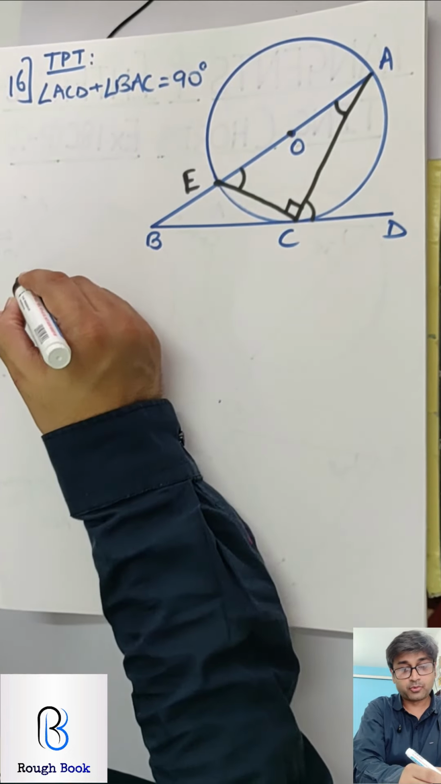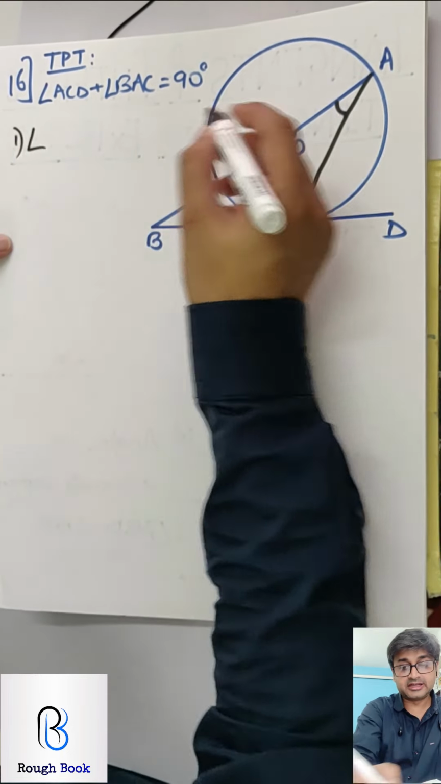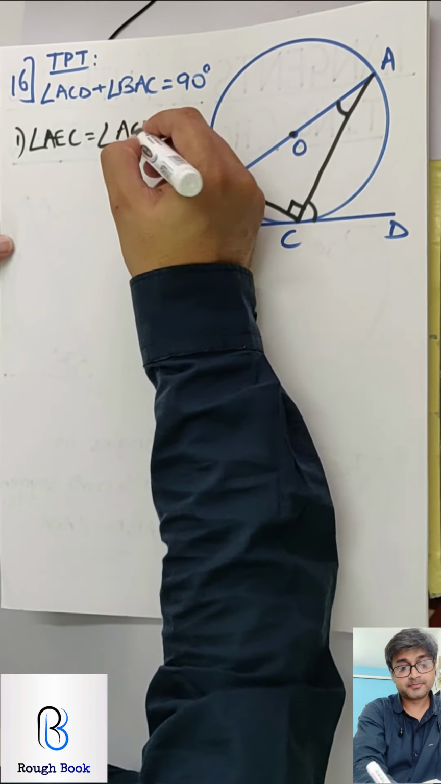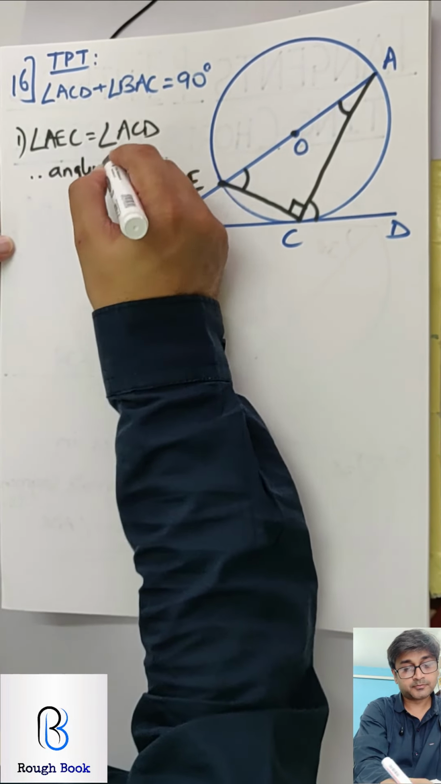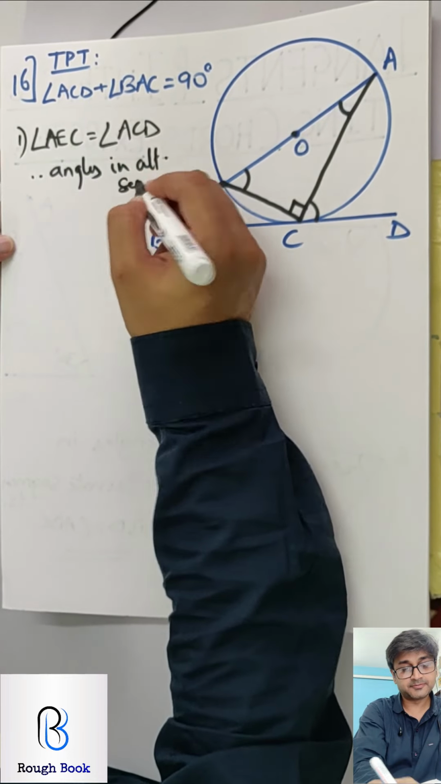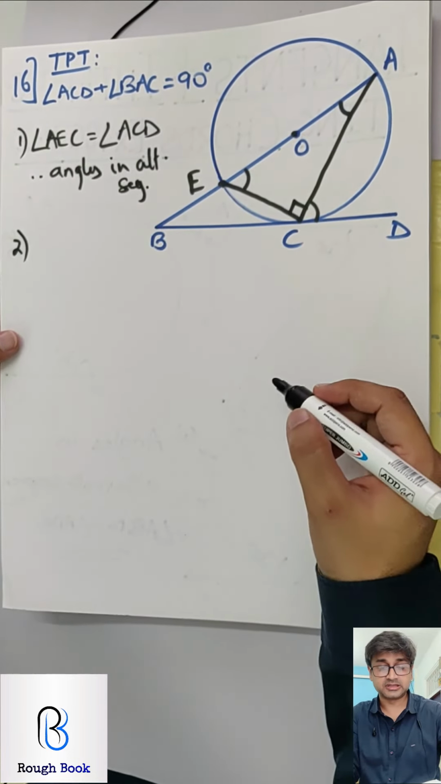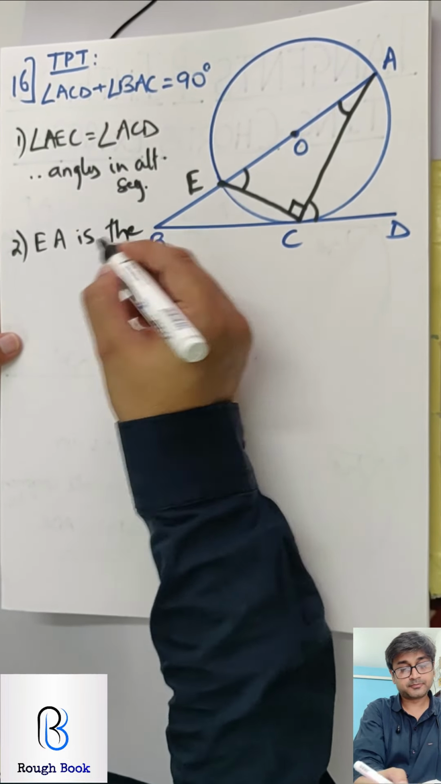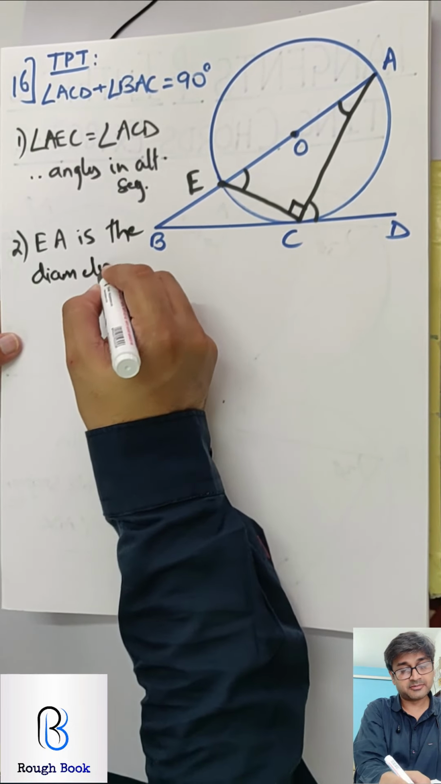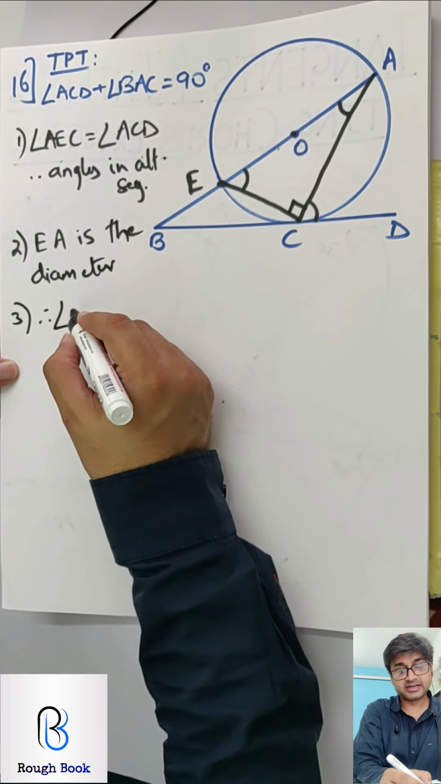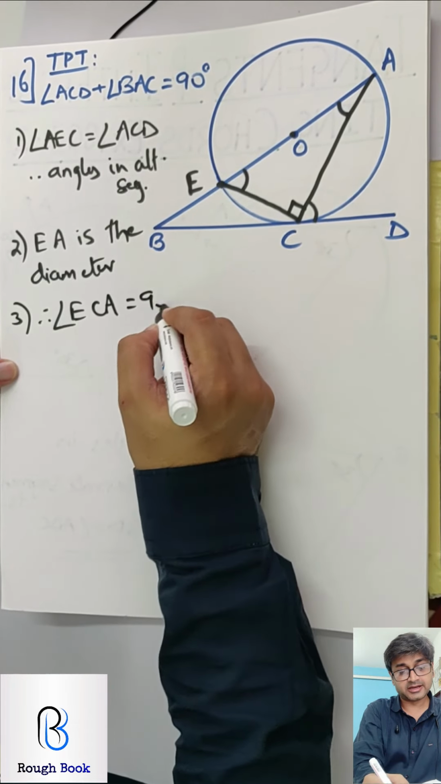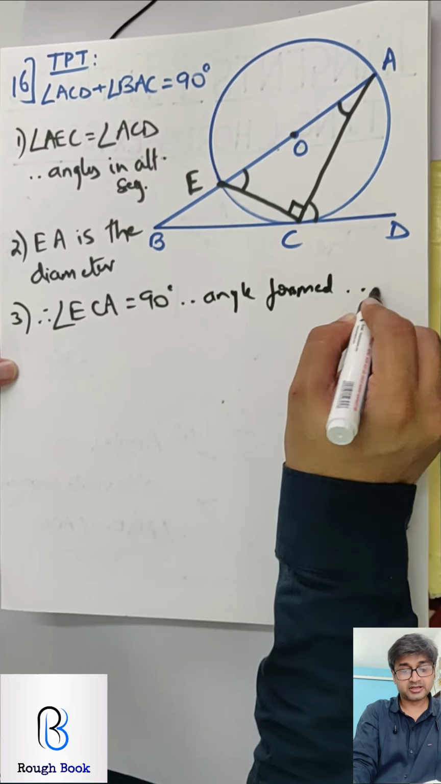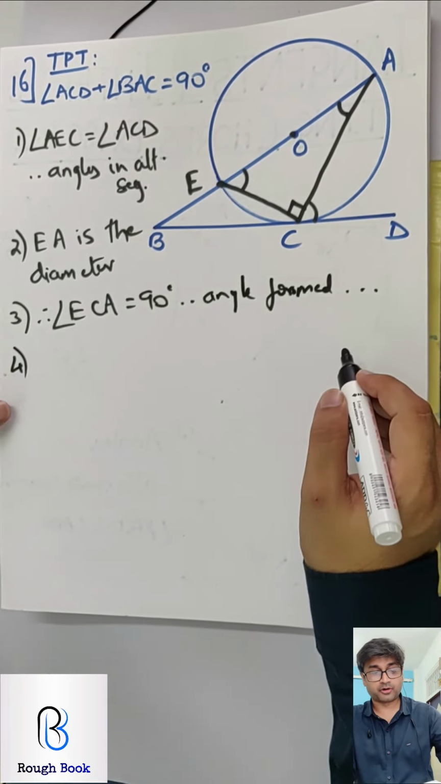So let's begin. Step 1, we will say angle AEC is equal to ACD, angles in alternate segments. Yeah, very important this step, we shall use this later. Then we will say EA is the diameter. So if EA is the diameter, then we can say angle ECA is 90 degrees, angle formed in a semicircle is a right angle. Please write the complete statement. Right now I am not writing it.